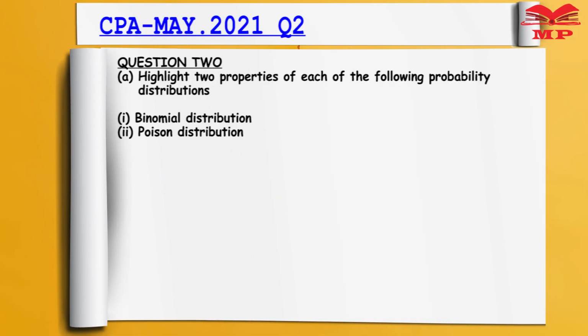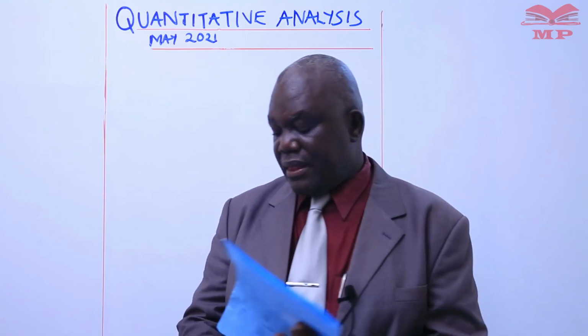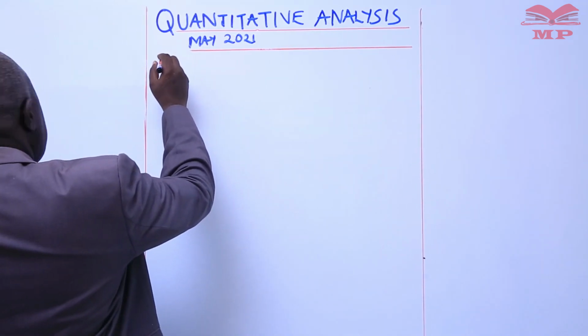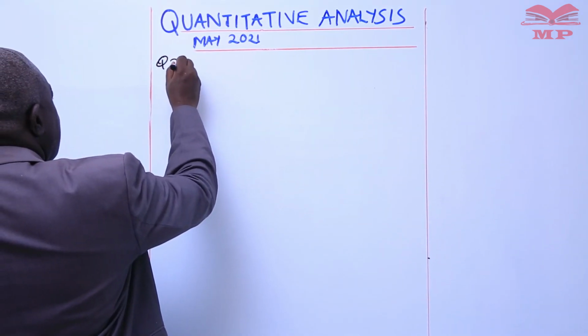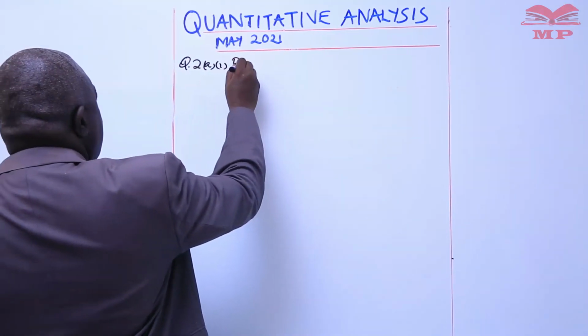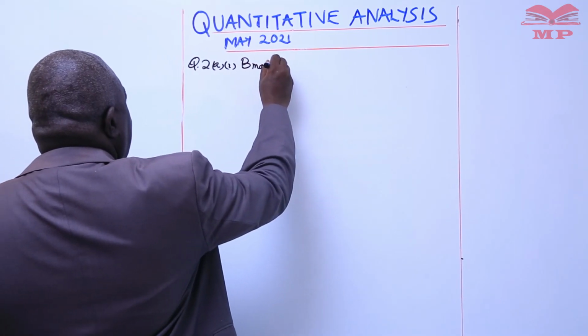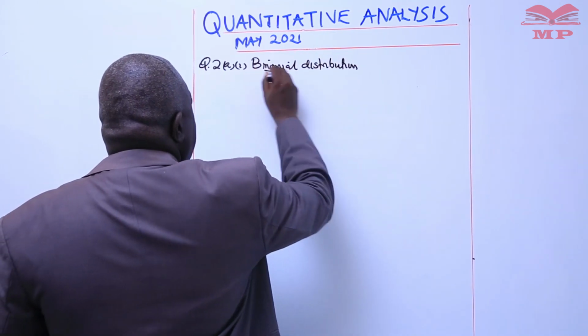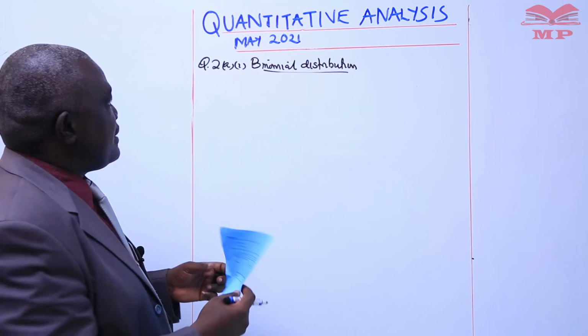Question 2A highlights 2 properties of each of the following probability distributions. Roman 1, binomial. Roman 2, Poisson distribution. So let me try by highlighting this. Question 2A, Roman 1, binomial distribution. I can squeeze my properties here and explain.